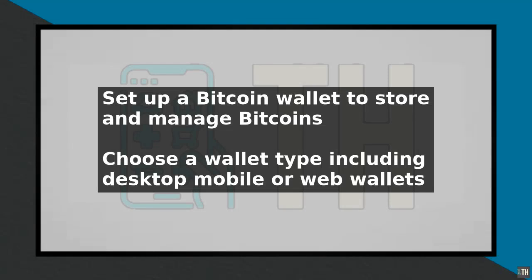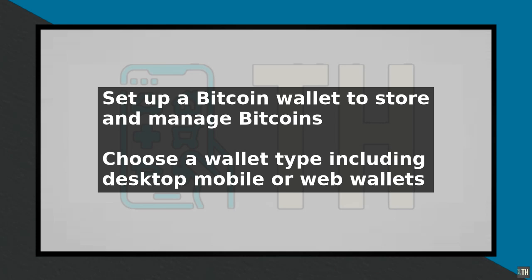To get a Bitcoin wallet QR code, you first need to set up a Bitcoin wallet. A Bitcoin wallet is a software program that stores, sends, and receives Bitcoins. There are different types of wallets, including desktop, mobile, and web wallets. Choose a wallet that suits your needs and follow the installation instructions.